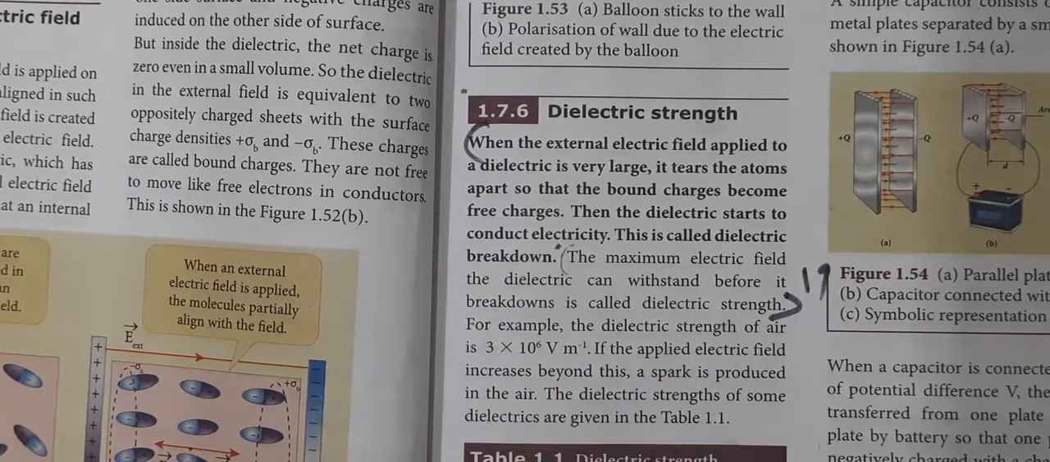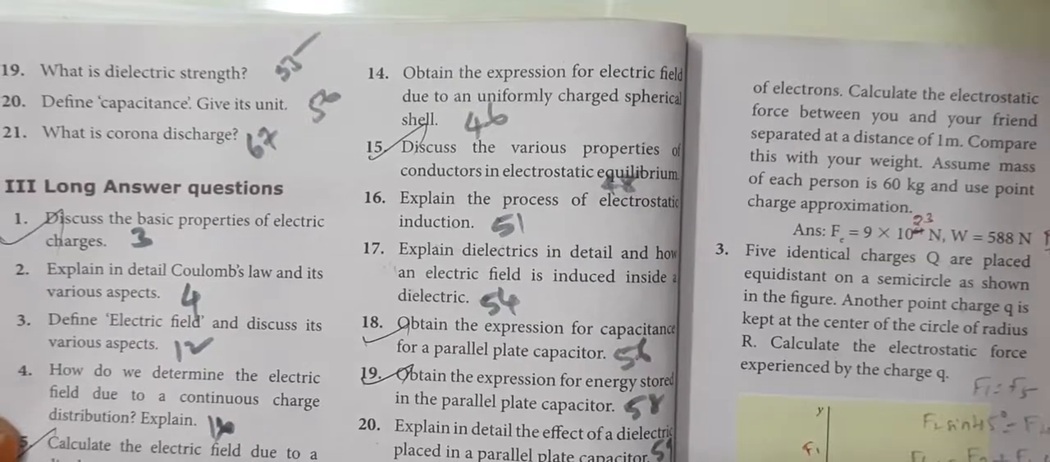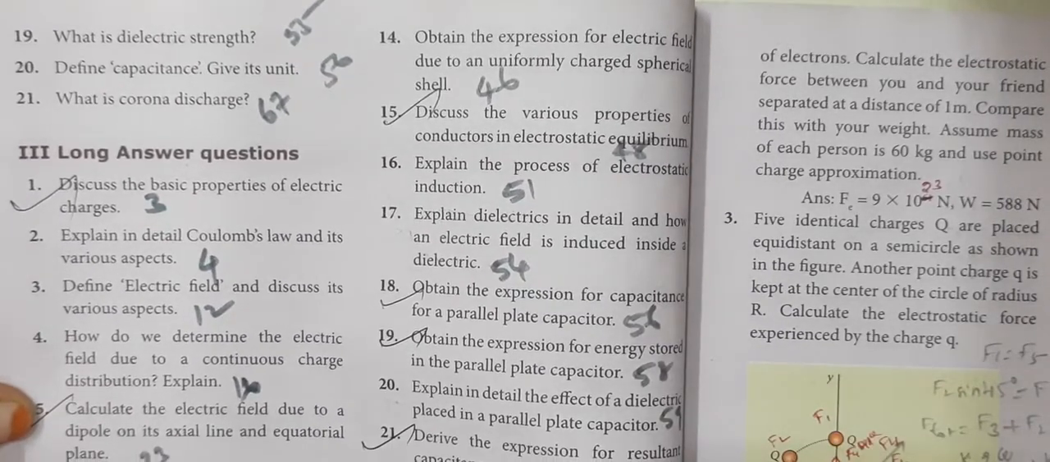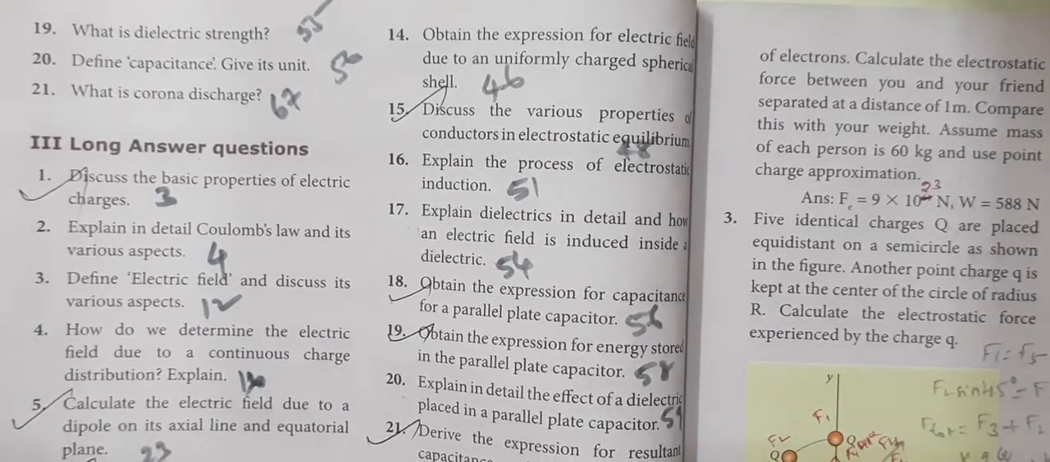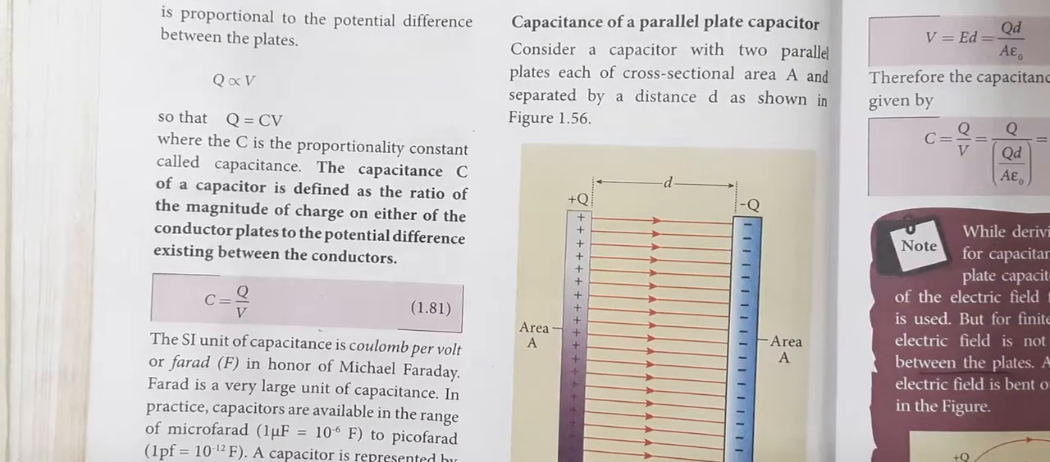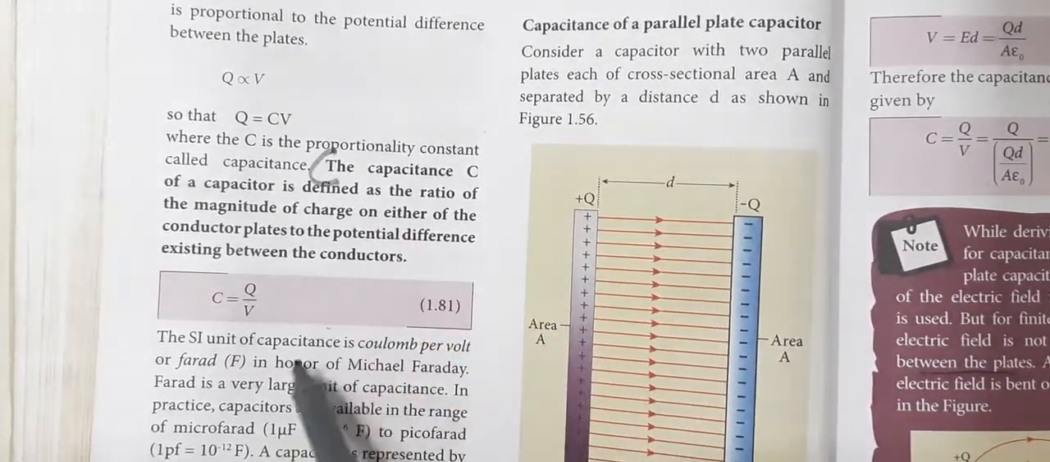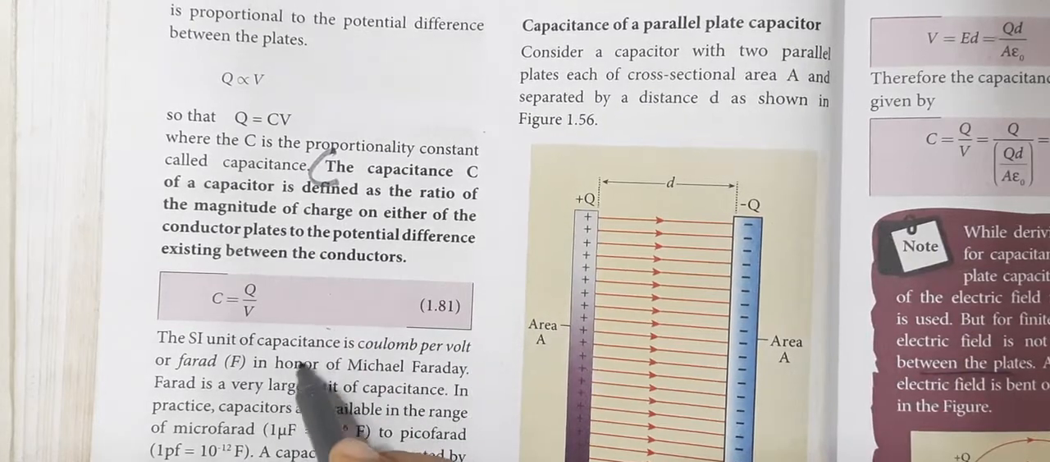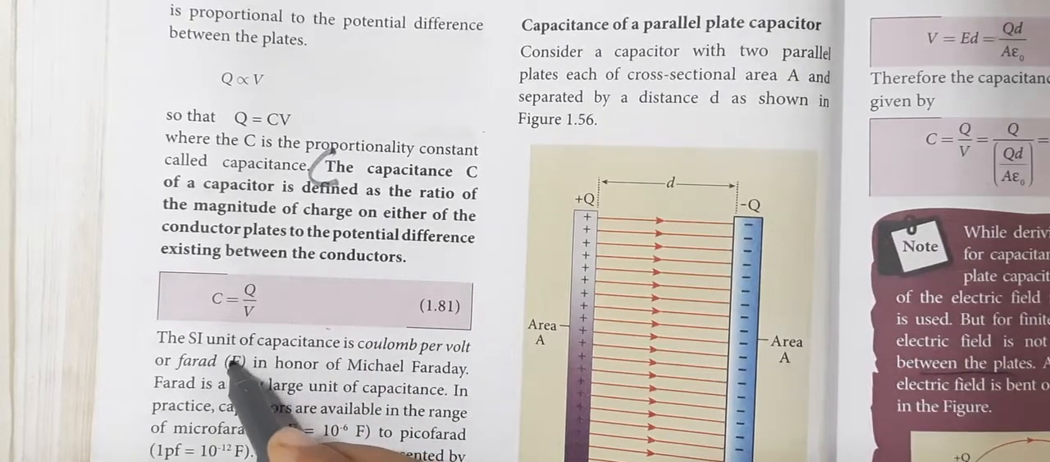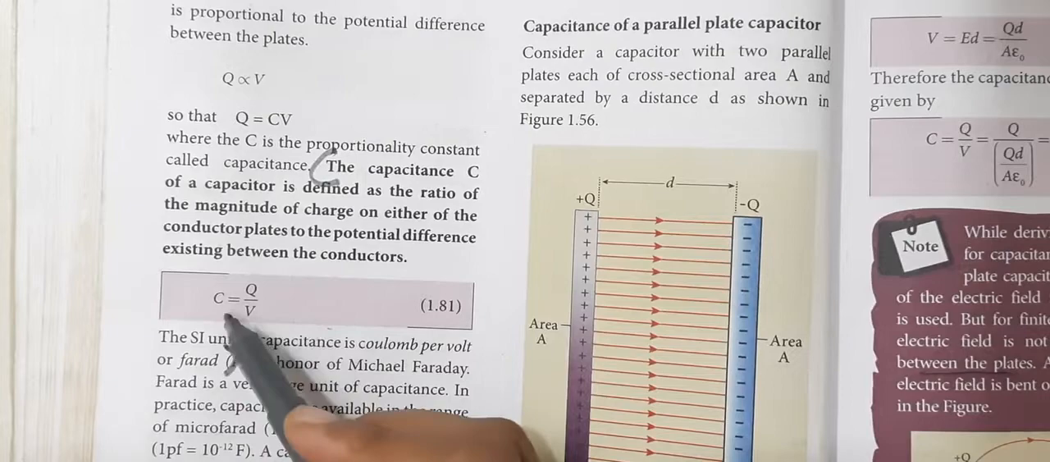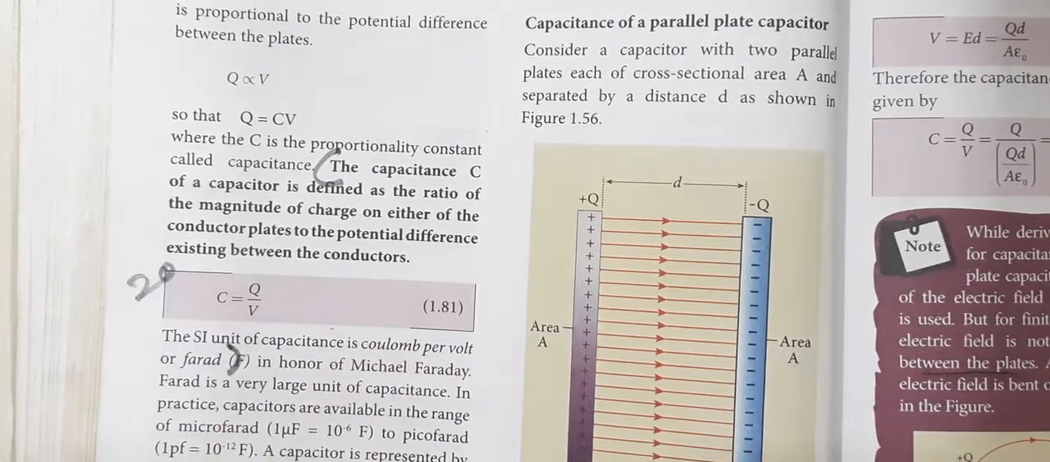Okay, question number 19. The next question is, define capacitance, give its units. Question number 20, page number 56. So, capacitance, its unit also you have to mention. Okay, so this is question number 20.